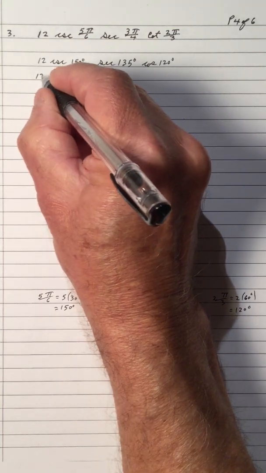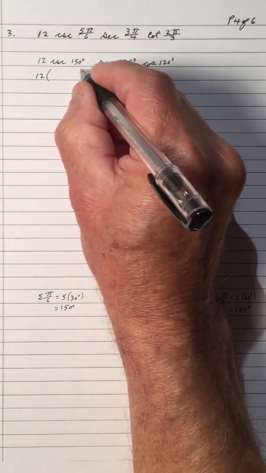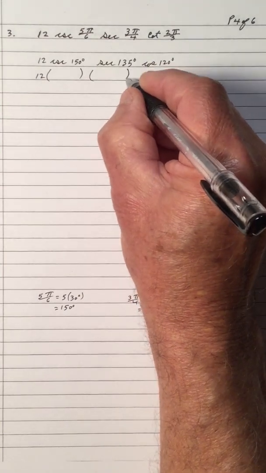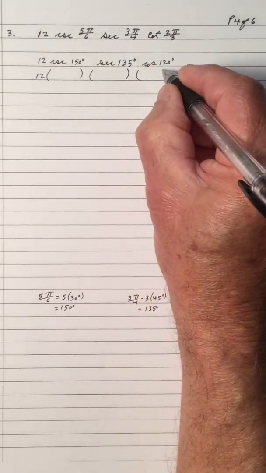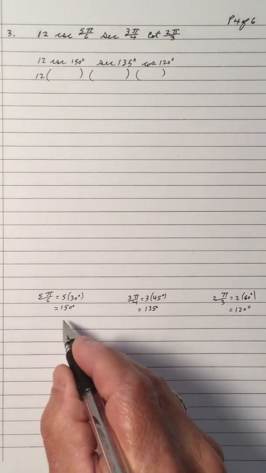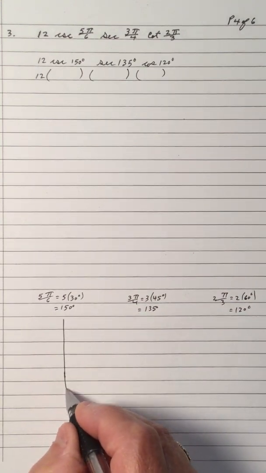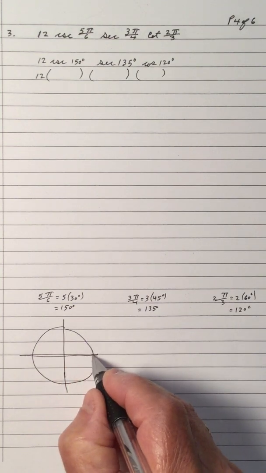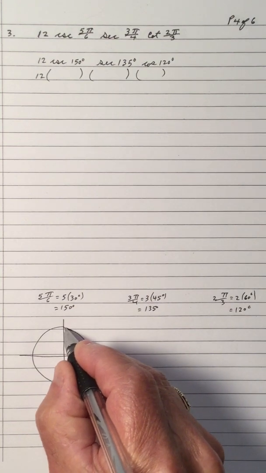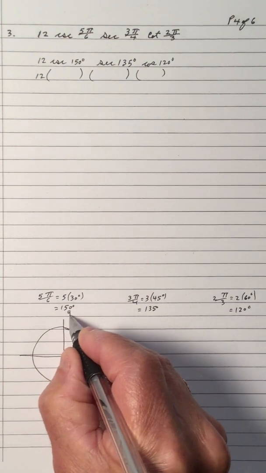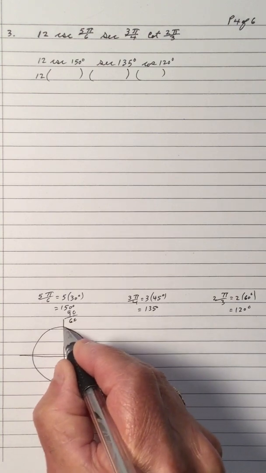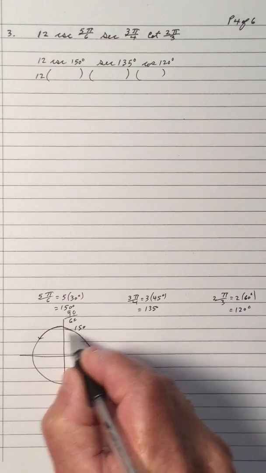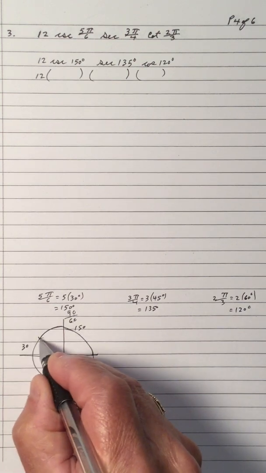So what I'm going to do is work out the cosecant, work out the secant, and work out the cot, and put them in those brackets. Here we go. Let's do 150 first. Rotate 150. Start here, and that's 90. We take off the 90, we get 60 left. So we go over here 60 more. There's the 150. That means there's a 30 left.